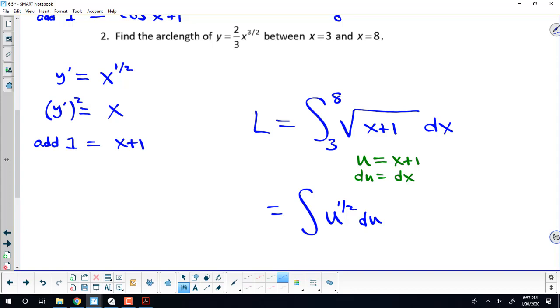So feel free to find the antiderivative and resubstitute for x if you want to use the bounds from 3 to 8. If you just want to stick with your substitution, then we have to use the bounds 4 to 9, because u is x plus 1, right? And these bounds are for x. That's x and that's x.